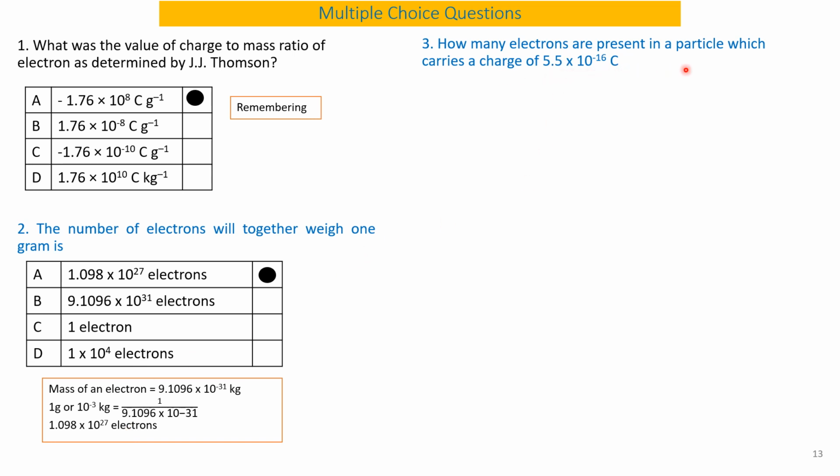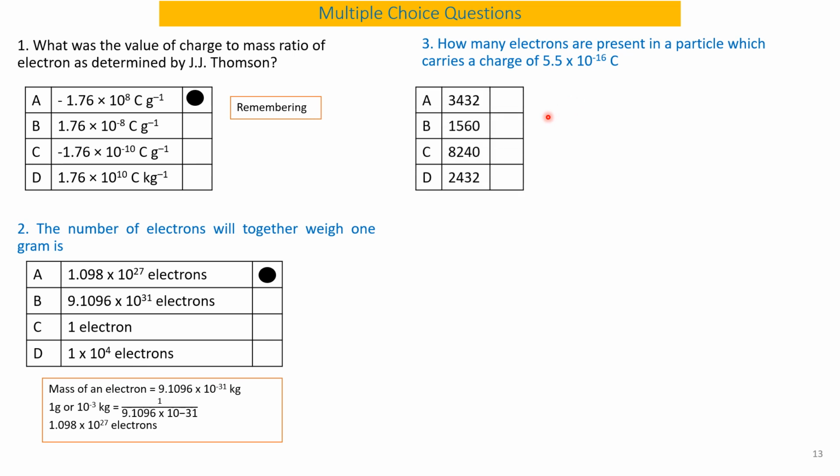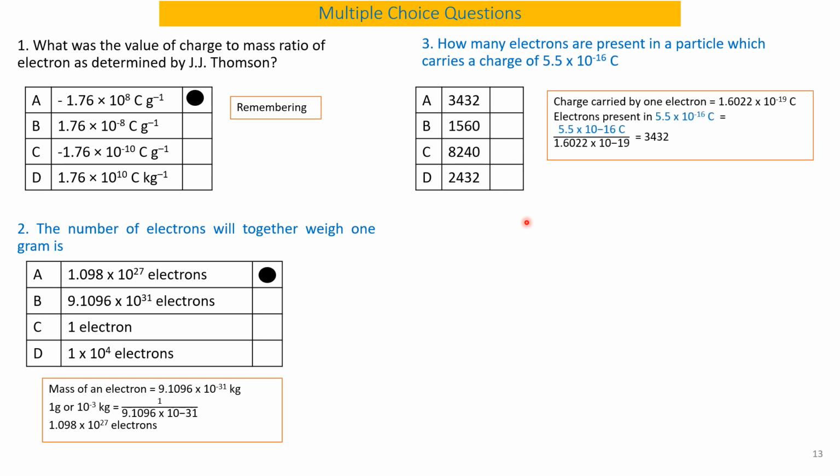Question number 3. How many electrons are present in a particle which carries a charge of 5.5 into 10 to the power of minus 16 coulomb? Four options are given. Please go through them. Let us analyze. The charge carried by one electron, we know, is 1.6022 into 10 to the power of minus 19 coulombs. You have to remember this value. So the electrons present in 5.5 into 10 to the power of minus 16 coulomb is 5.5 into 10 to the power of minus 16 divided by 1.6022 into 10 to the power of minus 19. So the value is 3432. Please mark it. Option A is the correct answer.